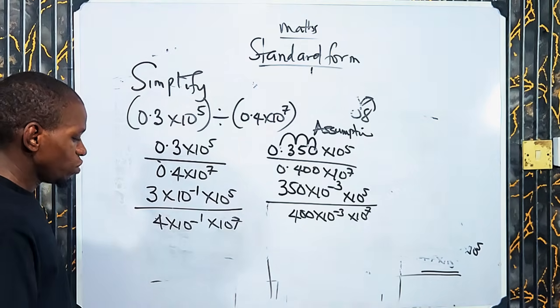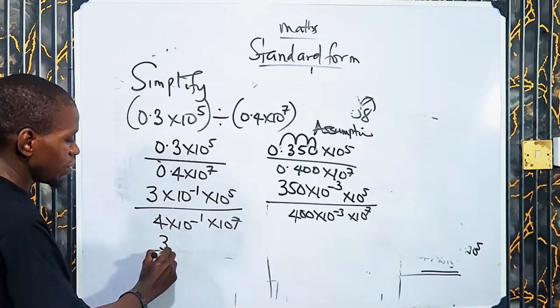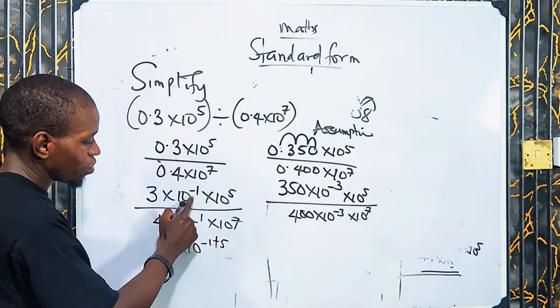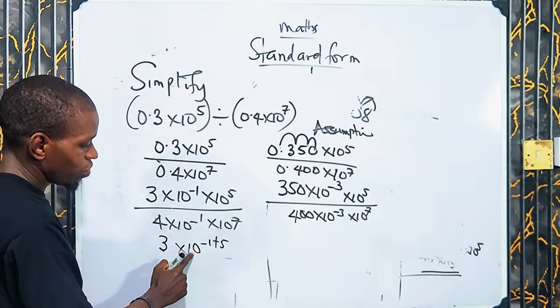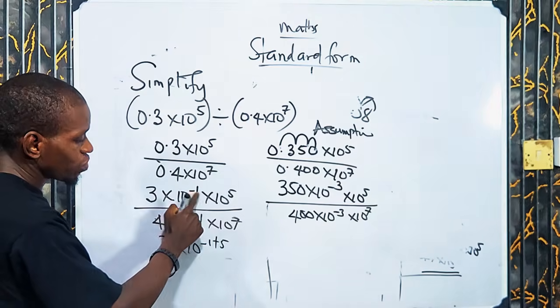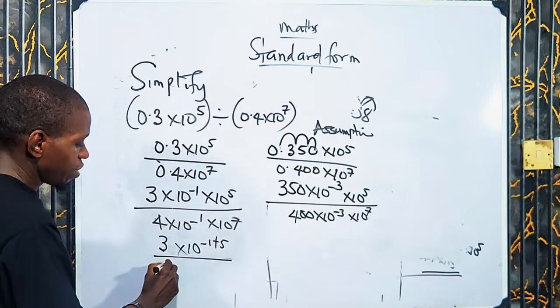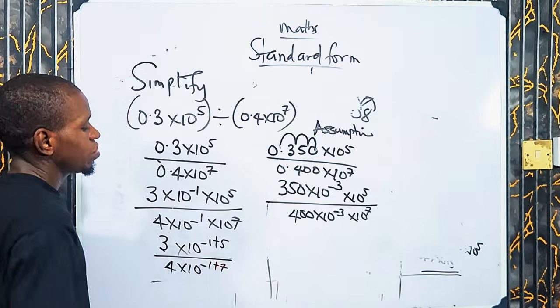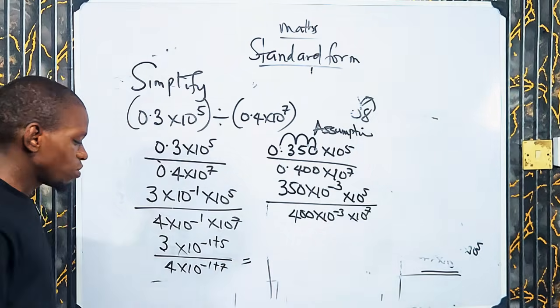So what I'm going to do is say 3 times 10 to the power minus 1 plus 5. Why plus? I chose one of the 10s. Then minus 1 plus 5, all over 4 times 10 to the power minus 1 plus 7. Okay, so this is exactly what I'm going to say.